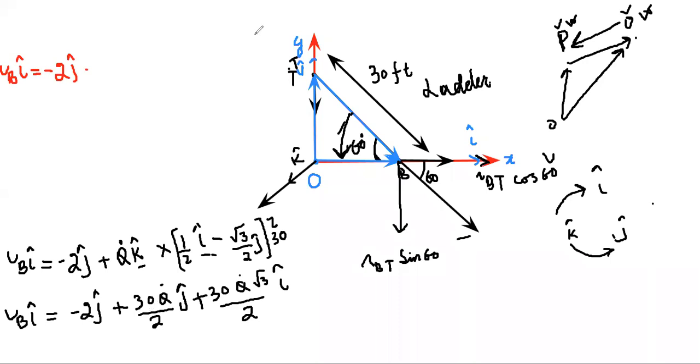I can add up these two terms together. These are j cap and j cap. This is minus 2, and this is plus 15 theta dot. Both are along j cap, so we'll write them j cap in brackets. Then we have plus the third term. This is 30 by 2, that is 15 under root 3 theta dot i cap.